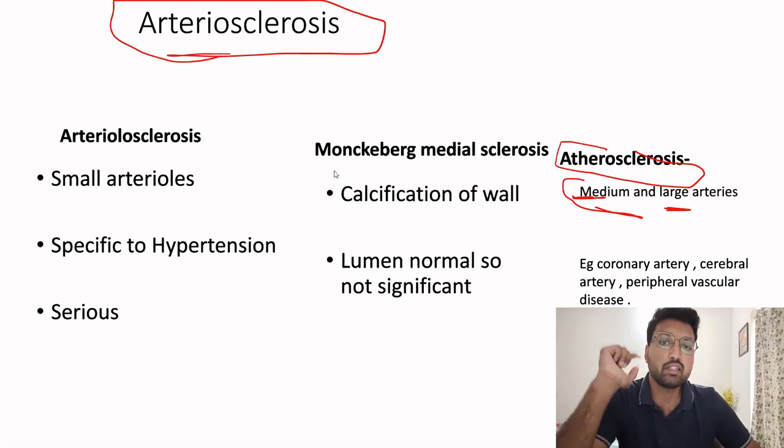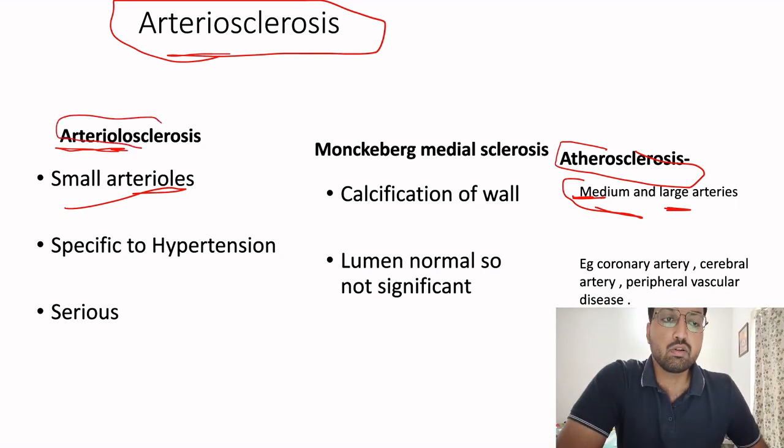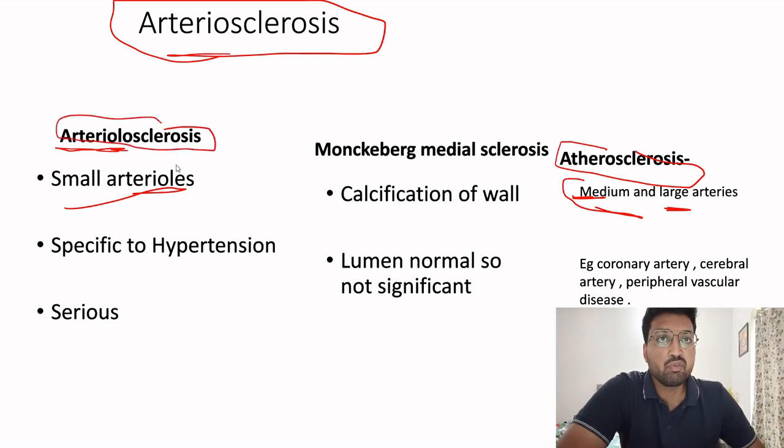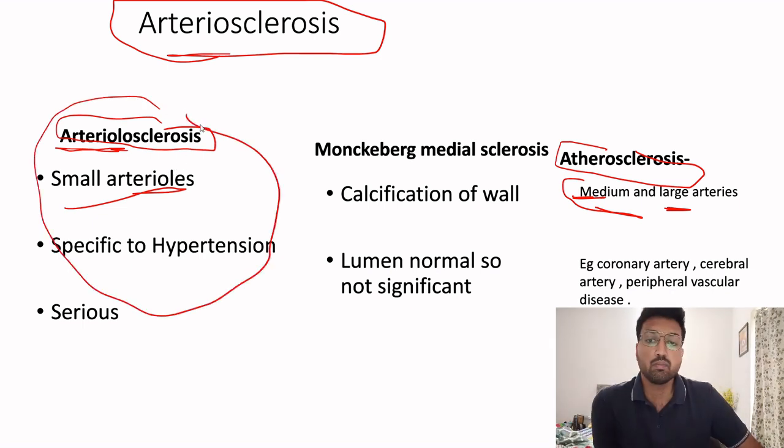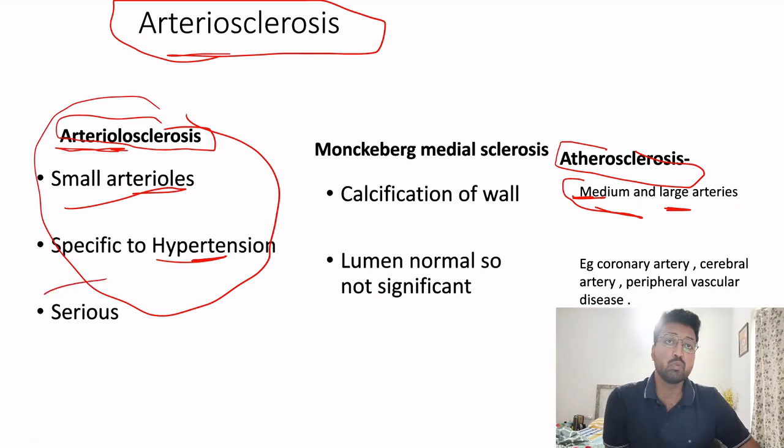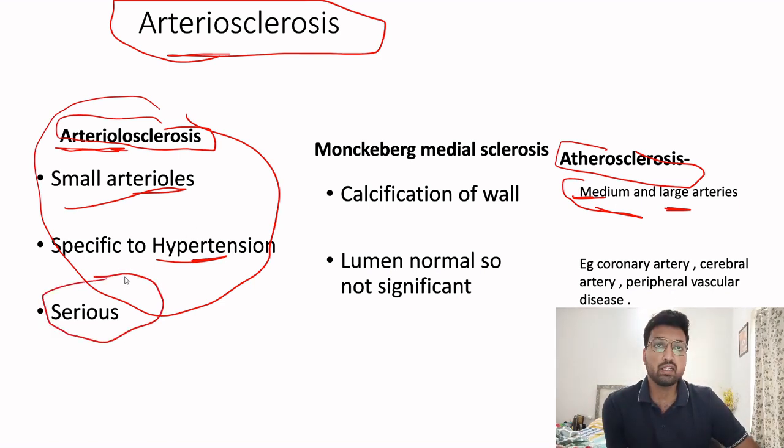When we are talking about small arterioles and capillaries, that is known as arteriolosclerosis. Right now we won't be focusing much on this topic. This is very important clinically, and it occurs only when there is hypertension. So it is very specific to hypertension, and it is quite a serious condition. You may have heard about terms like malignant hypertension and this onion ring appearance. All that occurs in arteriolosclerosis, which is a part of arteriosclerosis.